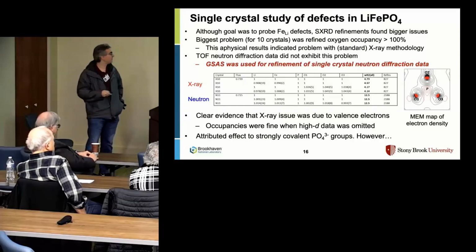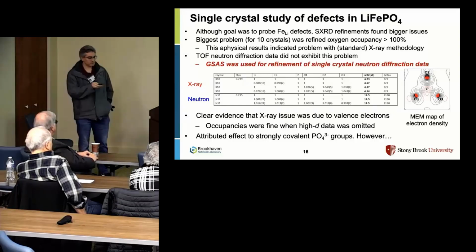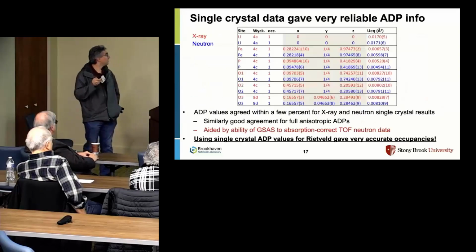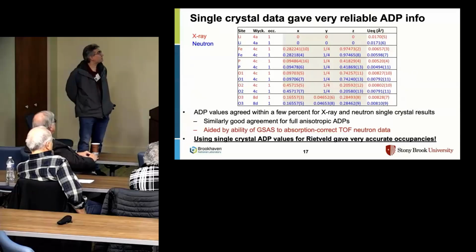But it turns out it's not just a phosphate problem. We'll come back to that later. This was a MEM map, looked just the same as charge density, but generated much more easily. So displacement parameters are a good check of the quality of a refinement.